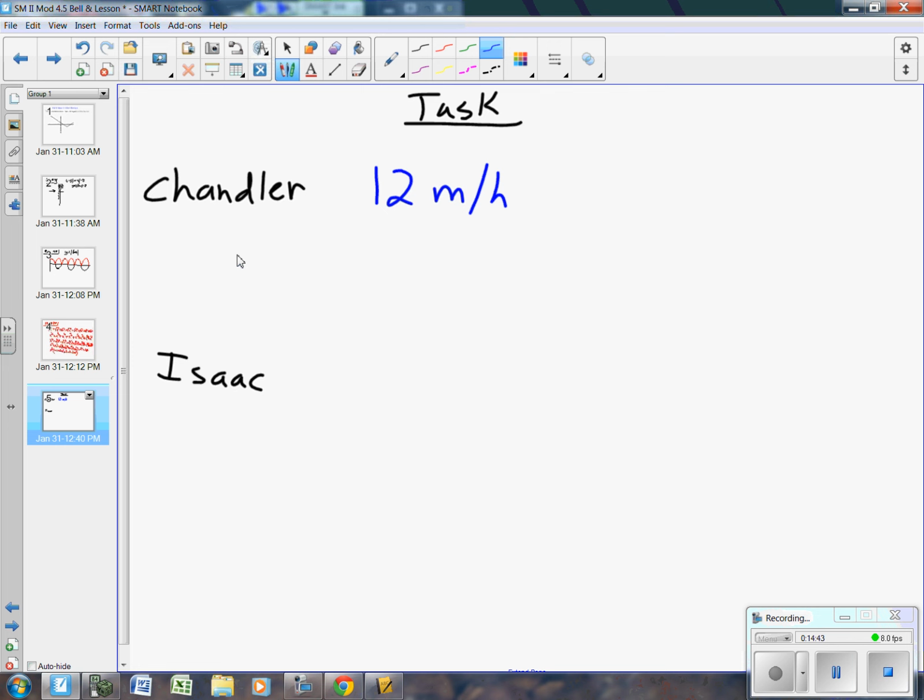And the second person described, Isaac described, he said that he bikes a 5-minute mile, right? 5-minute mile. Well, when you guys did this, you found out that with the first person, really all that was happening is Chandler was figuring out her speed by using a function, distance as a function of time. So she went distance is a function of time.